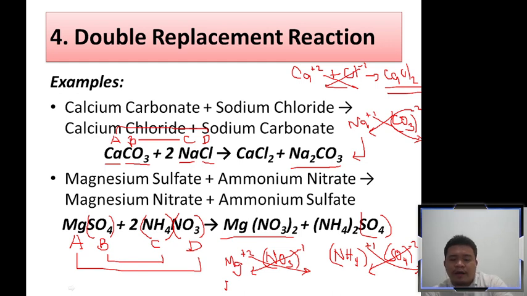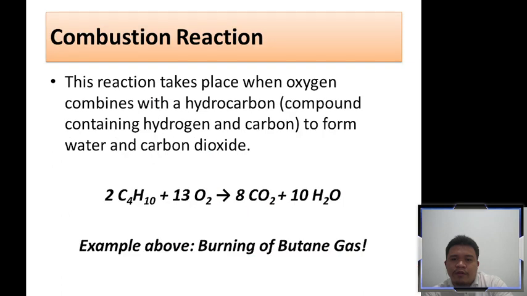So we have so far discussed 4 types of chemical reaction. Now let's move on to another type, the combustion reaction. A combustion reaction is a reaction that takes place when oxygen combines with a hydrocarbon, or a compound that contains hydrogen and carbon. Usually, combustion always yields water and carbon dioxide. For example, CH4 is methane, and when you combine it with oxygen, it becomes CO2 and H2O.